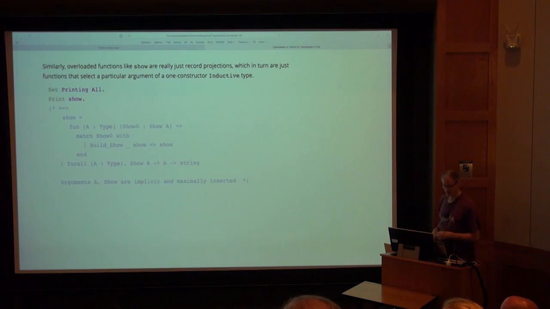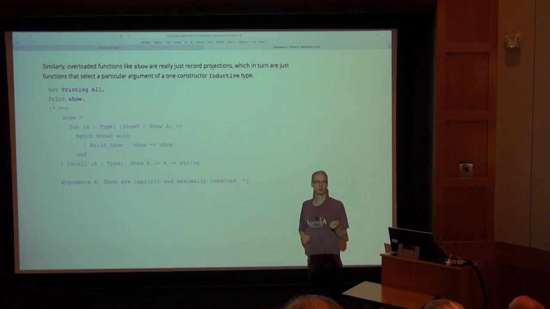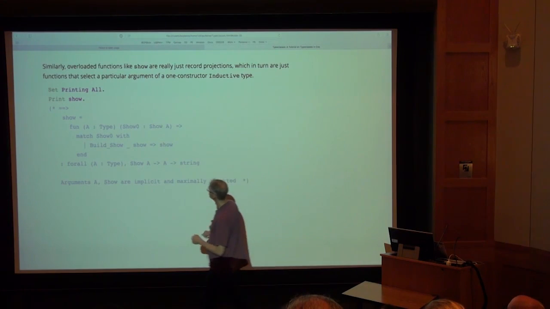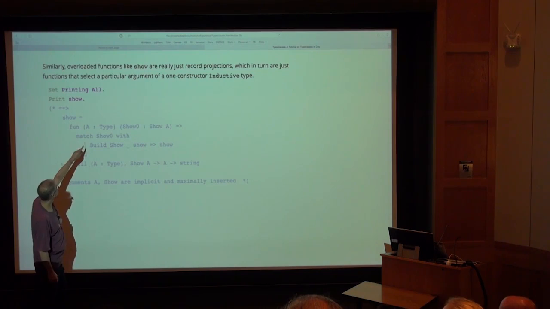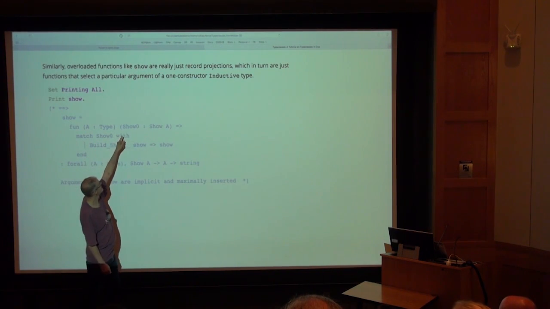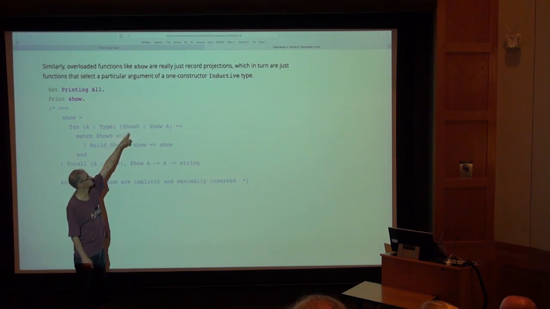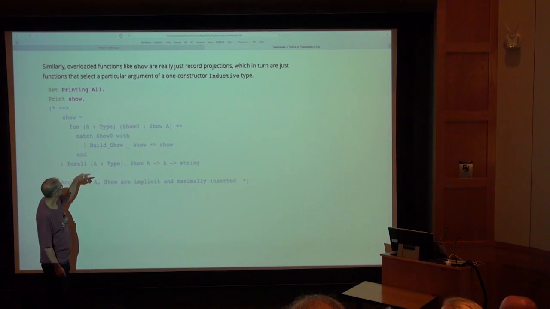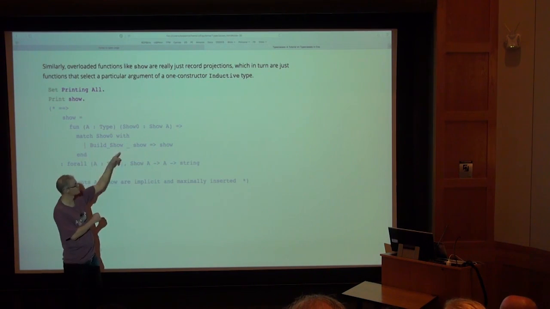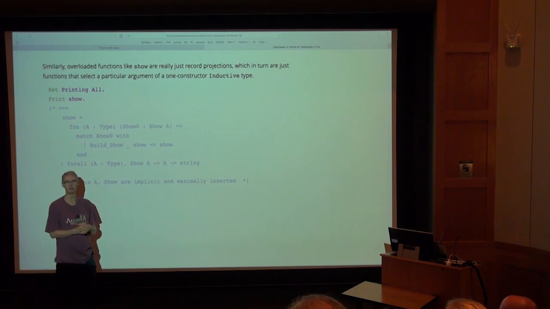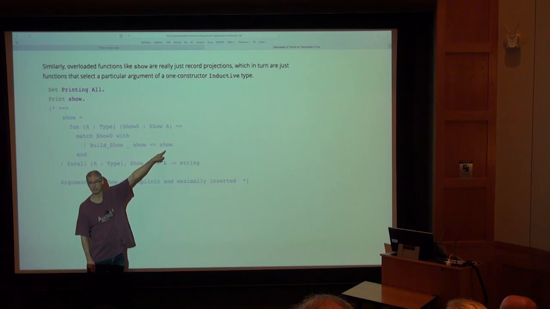And similarly, an overloaded function like show is really just a record projection. So when we say show, we're applying a function that takes an A and some evidence that A belongs to the show type class. This name show0 is automatically generated. And we're extracting the contents of the build show constructor, which is the only way of building things from that inductive type, and applying it.